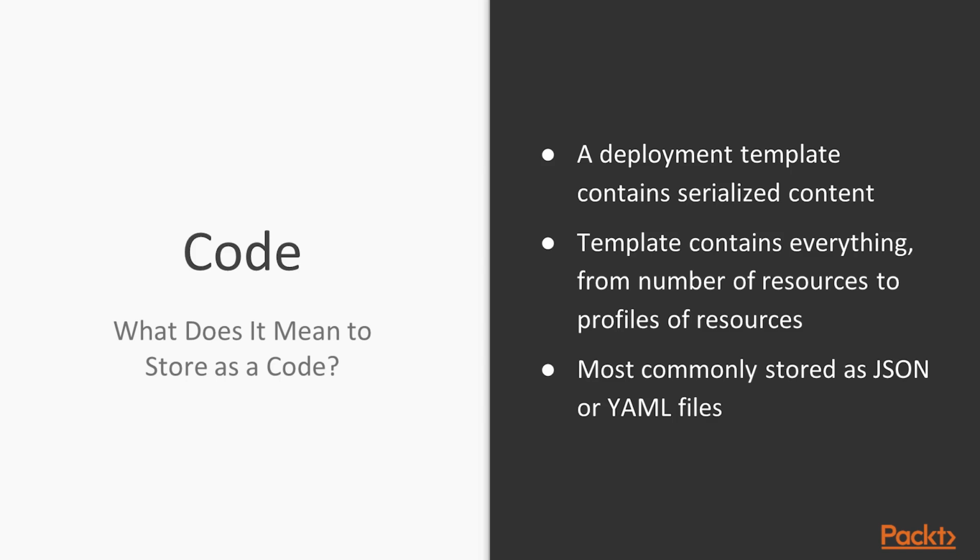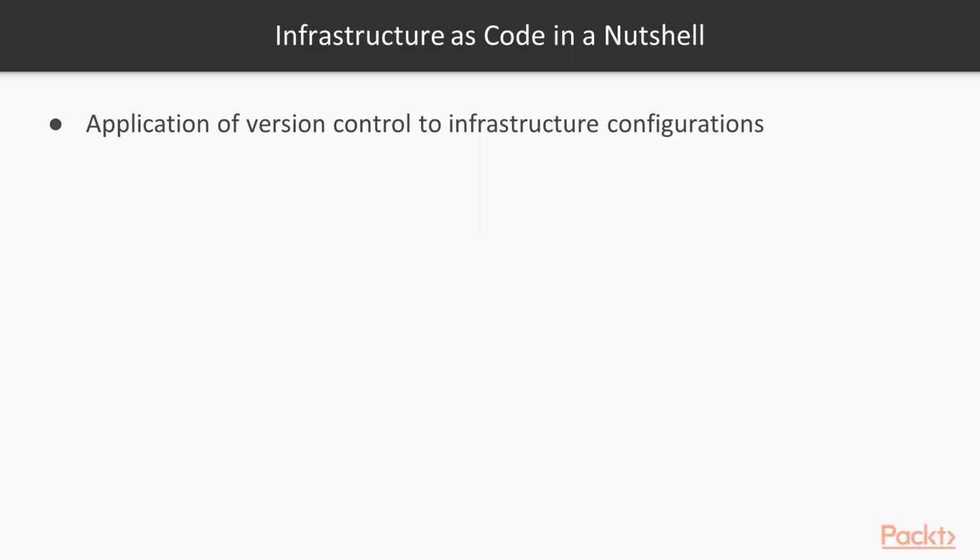Other tools might have their own format for the storage. Some might even have a scripted format for the storage of the resource template, but we will be focusing on the JSON templates that are used by Azure. So if we try to sum up infrastructure as code, it's basically used to version control your infrastructure as well as the configurations used in each version of the infrastructure.